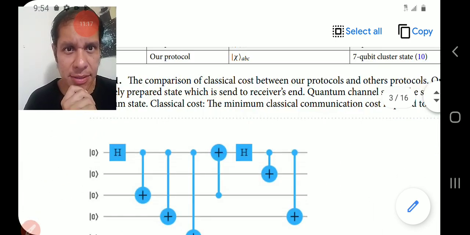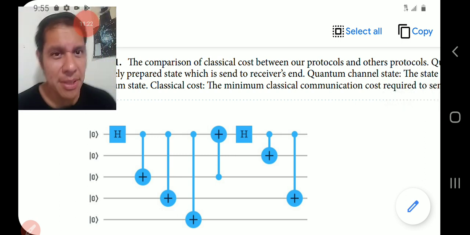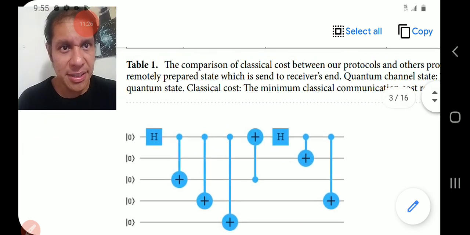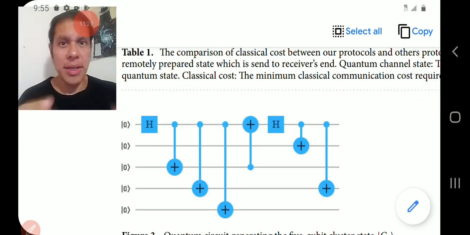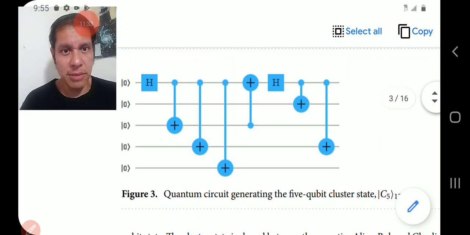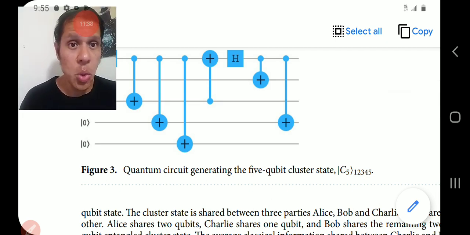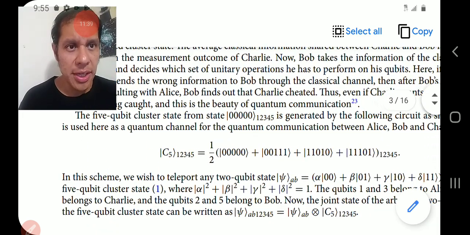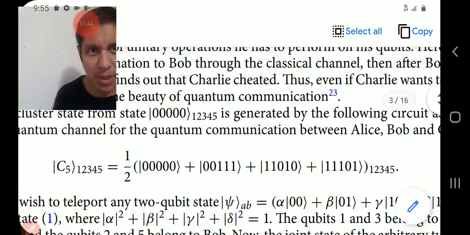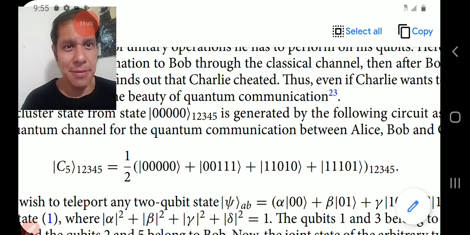And here, well, this one is a repeat. I don't know why they put it again, but this is a snapshot of the mediating state, the one that allows the teleportation of information in between. Quantum circuit generating the 5-qubit cluster. Cool. And of course, there's the description of that state. If you want to test yourselves, try to make that one without looking at the circuit. Let's see if you can make it.